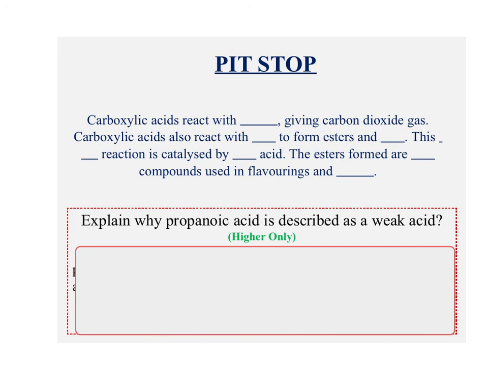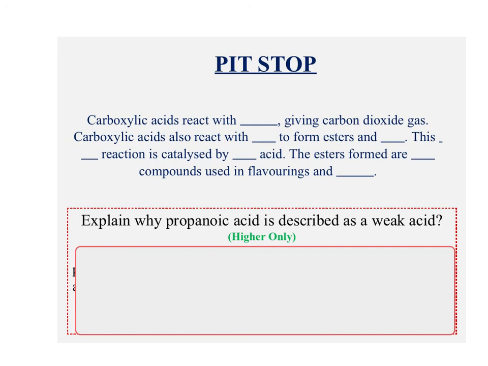Have a go at these questions, please. Looking at the reactions of carboxylic acids, and then having a go at the extension question at the bottom. Explain why propanoic acid is only described as a weak acid. Should take you a few minutes, maybe 2 for the top one, and then maybe another 2 for the bottom. So pause and play again when you're ready to go through the answers.